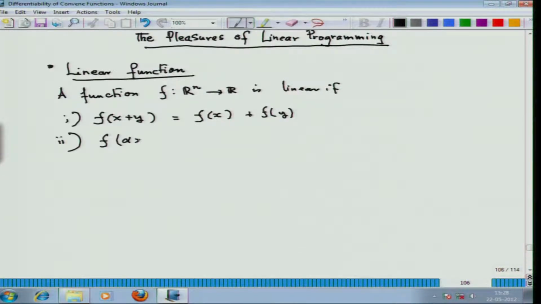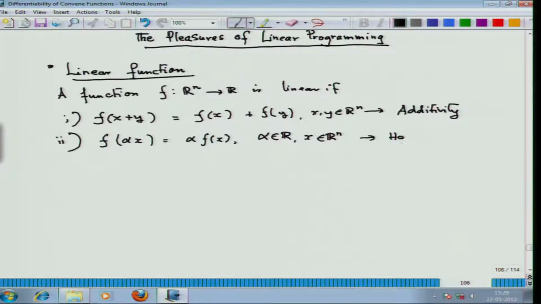The second property is: you take any alpha element of R, take any x element of Rn, f of alpha x, that is, you take a scalar multiplication of x with alpha, then operate the function, it is the same as taking the functional value f x and then multiplying it with alpha. So, this is true for any pair x, y in Rn, and this is true for any alpha in R, any x in Rn. This property is called the additivity property. And this property is called the homogeneity property.